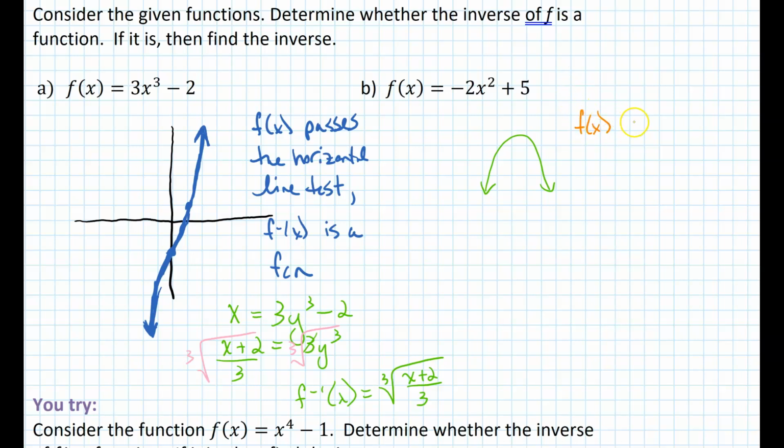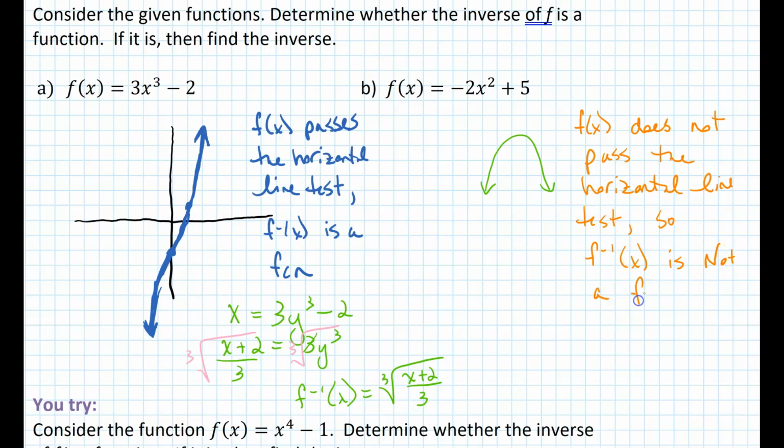So f of x does not pass the horizontal line test. So f inverse of x is not a function. And if it's not a function, we're not going to solve for it.